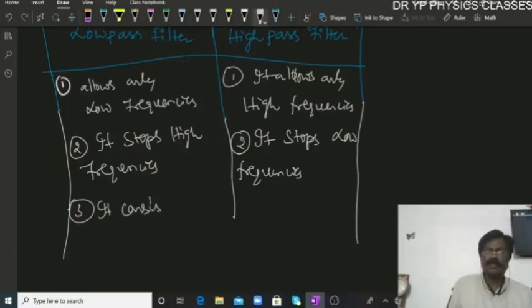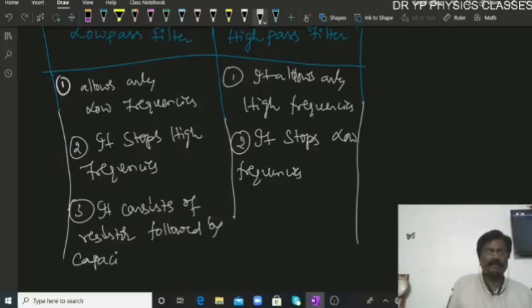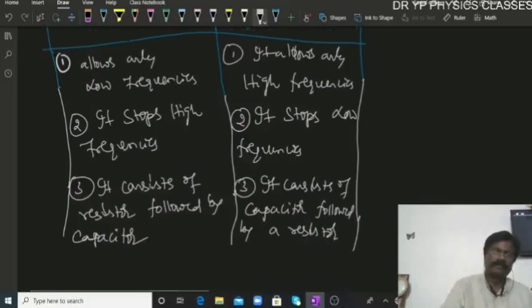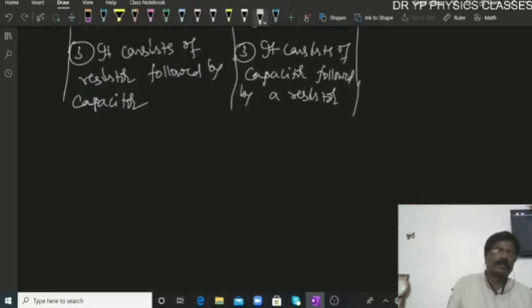Okay, and number three, what is the third difference? It consists of a resistor followed by a capacitor. But in this case, it consists of a capacitor followed by a resistor, right? Okay.